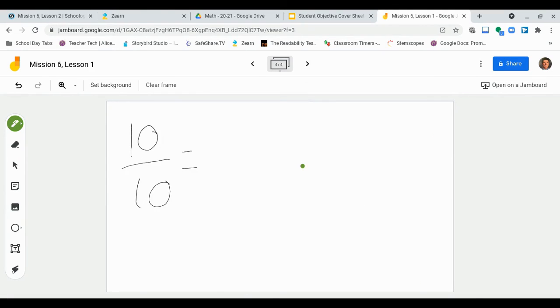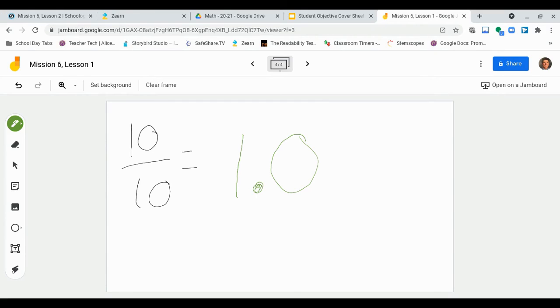And let's take a look. If we had 10/10, what would 10/10 equal as a decimal? Well, what does 10/10 equal? 10/10 equals 1 whole, right? It's equal to 1. So in this case, it would look like this: 1 whole, decimal 0. There's 0 fraction, 0 decimal. There's just one whole.